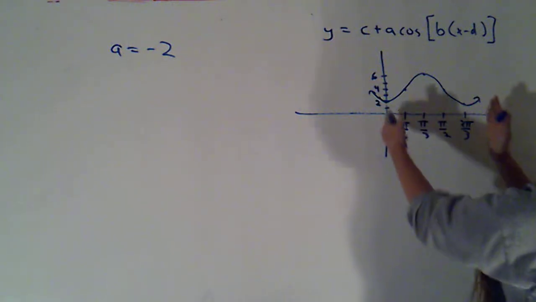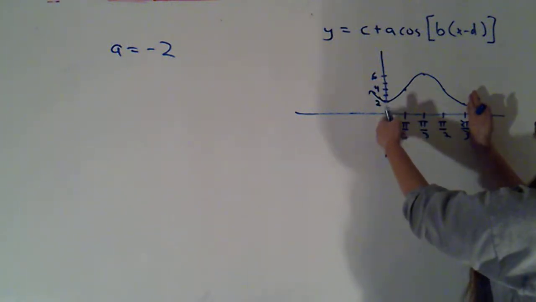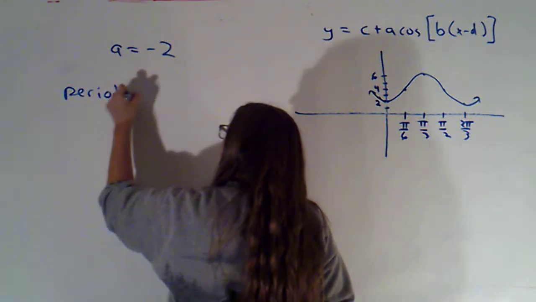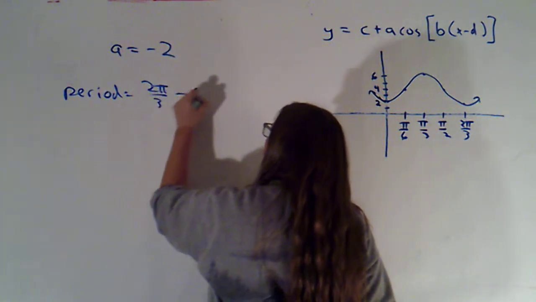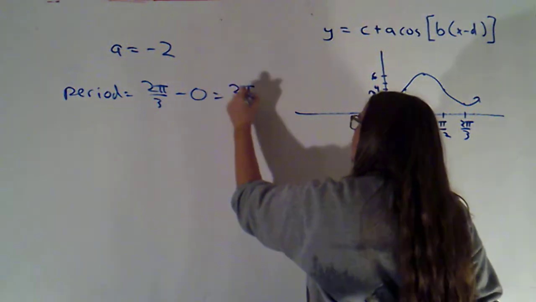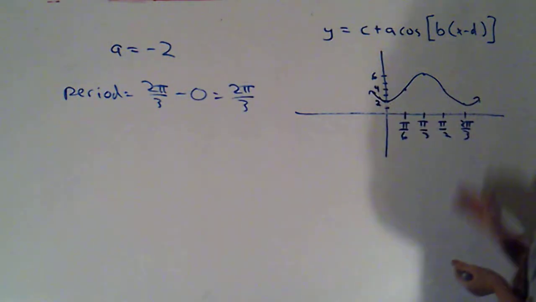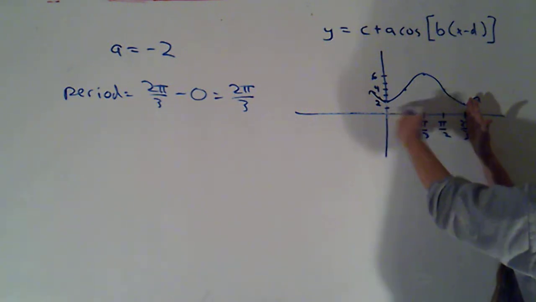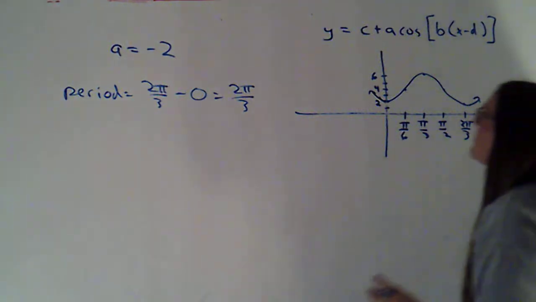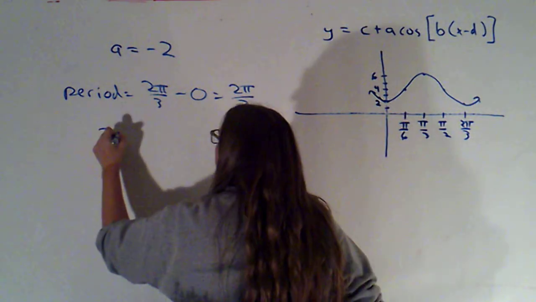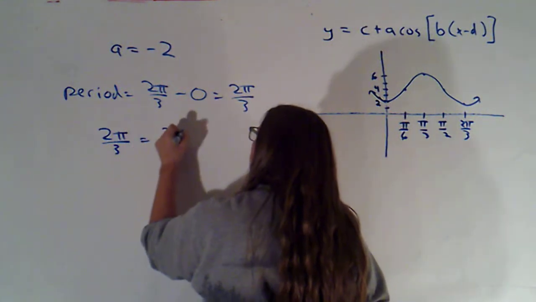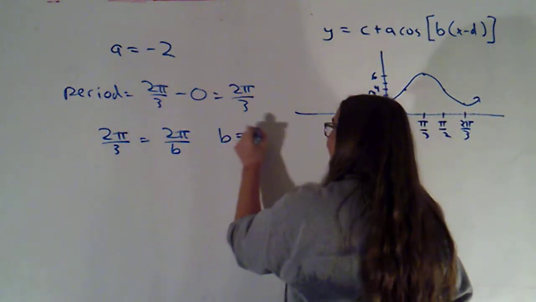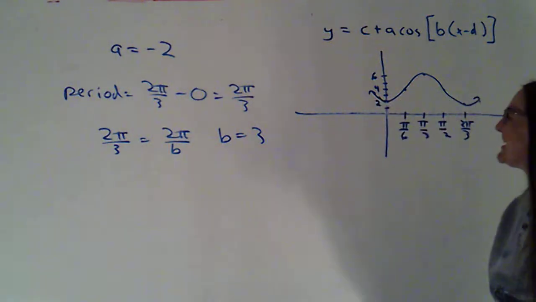Now, for b, it does look like I can start right here at 0. So the period is just 2 pi over 3 minus 0, which is 2 pi over 3. Wrote out that subtraction problem to remind you that the period is not necessarily the ending point. It's the distance between the beginning point and the ending point. Okay. But I know that the period, 2 pi over 3, is supposed to be 2 pi over b. Well, that tells me that b's got to be 3. That's kind of nice. I can solve that one by inspection.